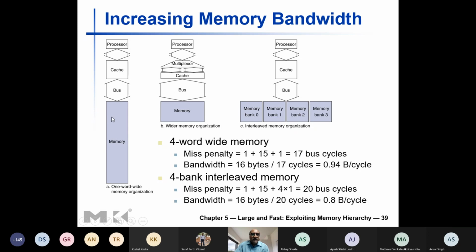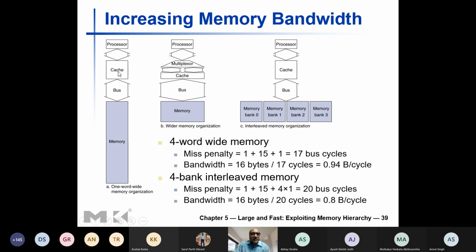In the first case, the memory is organized with respect to the width of a word. That means the memory is organized vertically, where each row corresponds to one word. And the cache is also organized as one word, so the block contains only one word. The data transmission between the cache and memory is done by a bus of the width of one word, like a 32-bit bus.